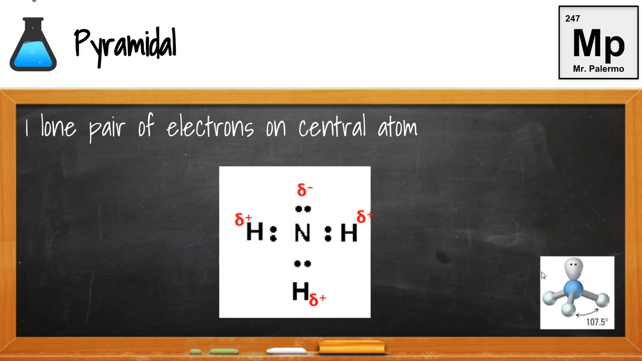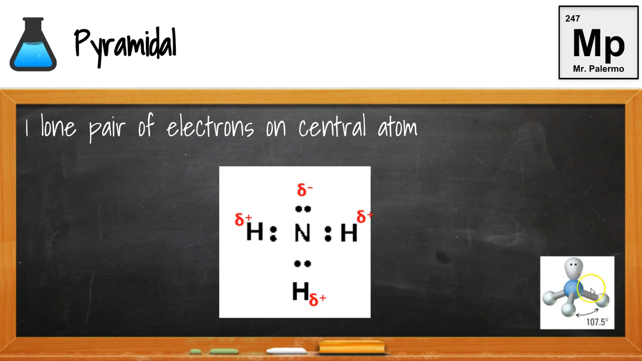And the last shape for polar molecules is the pyramidal. And notice that there is a lone pair of electrons on the central atom, which automatically makes it polar, as I mentioned earlier. It's hard to see the distribution of charge in this model, but you can see that it's not symmetrical. I have hydrogens on three sides, and then I have a lone pair on this side.